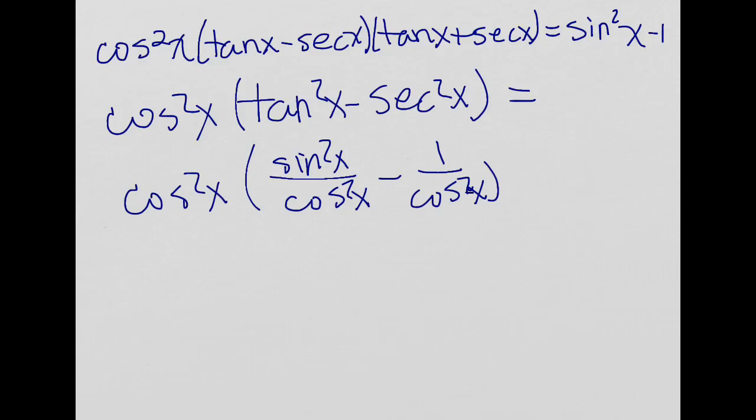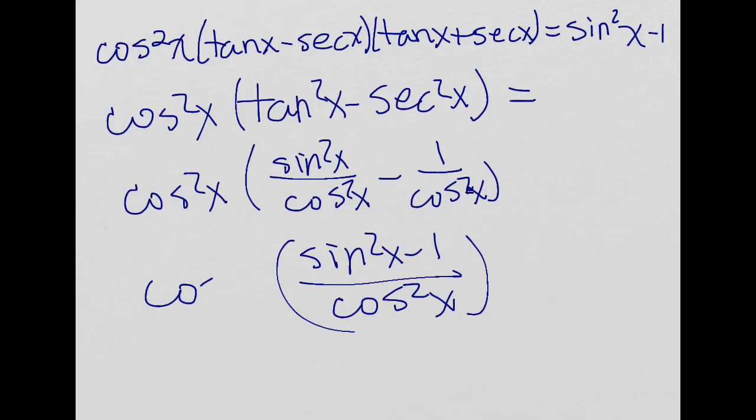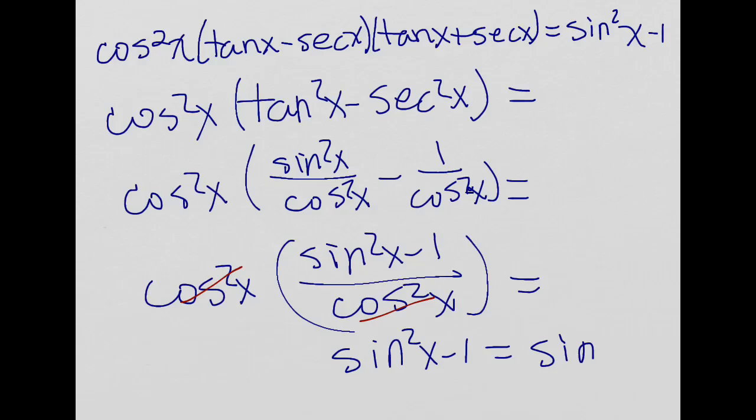I'm going to write this as one fraction. I've got sine squared x minus 1 all over cosine squared x. That's times cosine squared x. And I think we've done it. Because I do the multiplication, cosine squared x times the things in parentheses, these cosine squared x's will cancel out. And I have sine squared x minus 1 is equal to sine squared x minus 1.